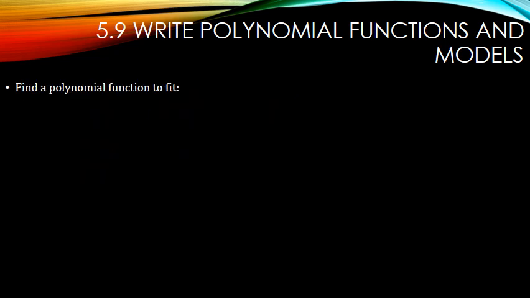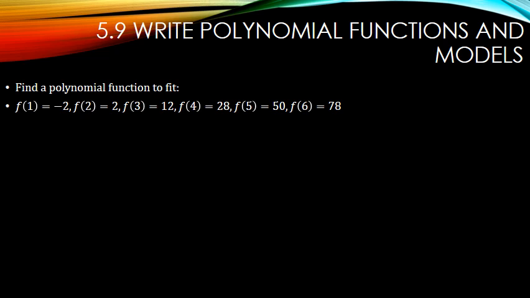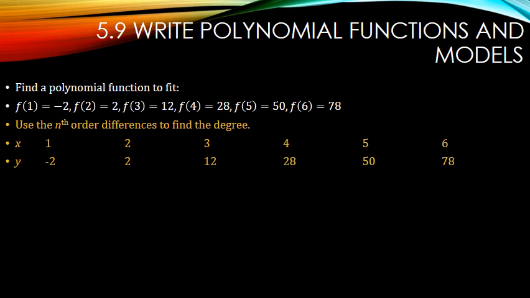So let's find a polynomial function to fit these values. Notice they're written as f of x equals a number. So the number in the parentheses is x, and what it equals is the y. So we're going to use the nth order differences to find our degree. So we list the x's, which are the numbers in the parentheses, because it's f of x, and then the y's that go along with them.